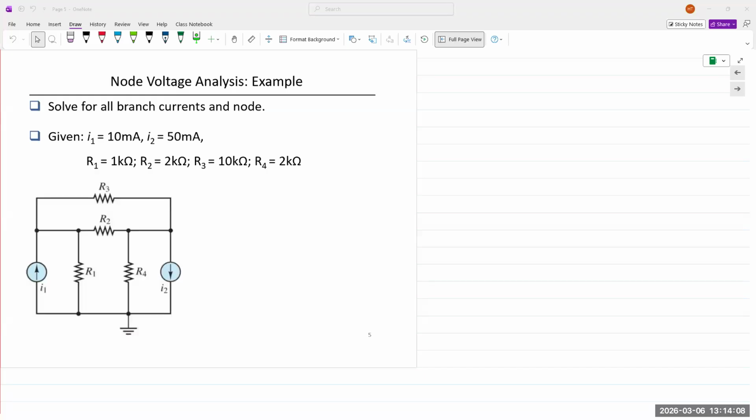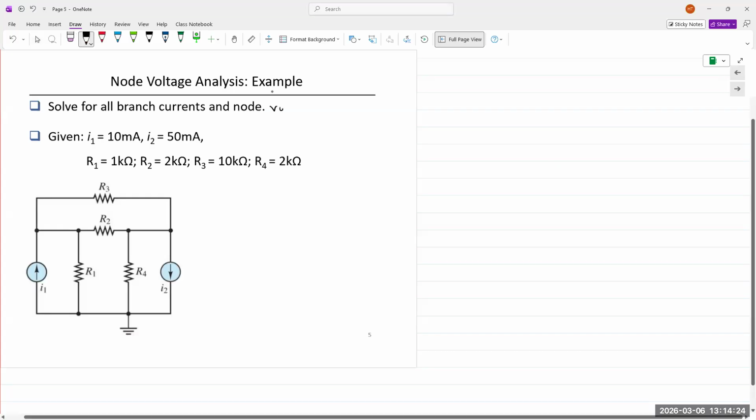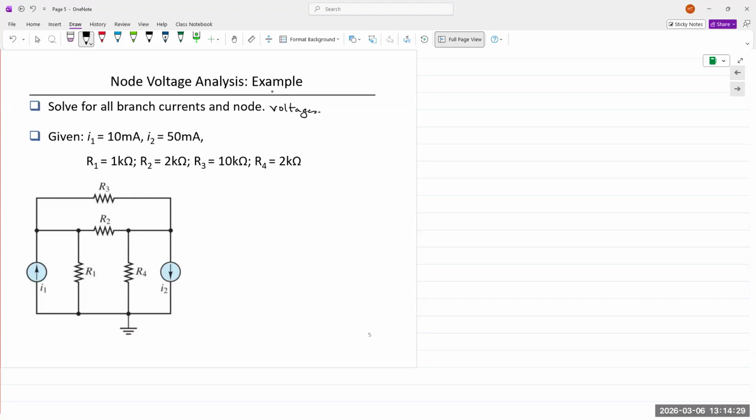All right, so the circuit has 4 resistors and 2 current sources. And we are asked to solve for all the branch currents and the node voltages. I1 and I2 values are given to us, 10 milliamps and 50 milliamps, and resistor values are also given to us. So let's begin. First thing I'm going to do is inspect the circuit and see if I can reduce any of these components.